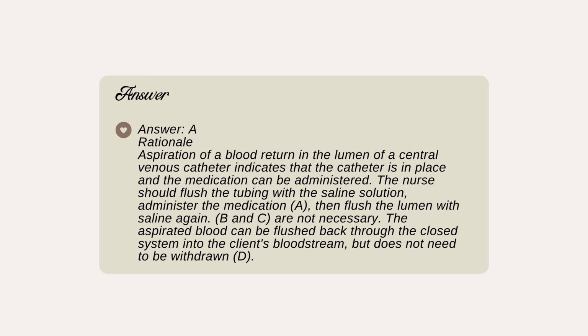Answer. A. Rationale. Aspiration of a blood return in the lumen of a central venous catheter indicates that the catheter is in place and the medication can be administered. The nurse should flush the tubing with the saline solution, administer the medication, A, then flush the lumen with saline again. B and C are not necessary. The aspirated blood can be flushed back through the closed system into the client's bloodstream, but does not need to be withdrawn. D.